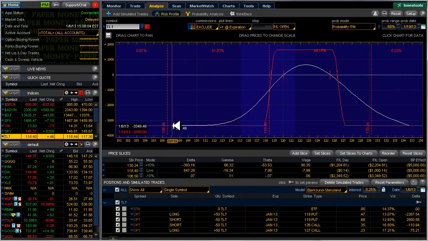After you collected your credit on this trade, you have $3,350 at risk. So you could lose $3,350. We see that you are currently down $1,000 right now.